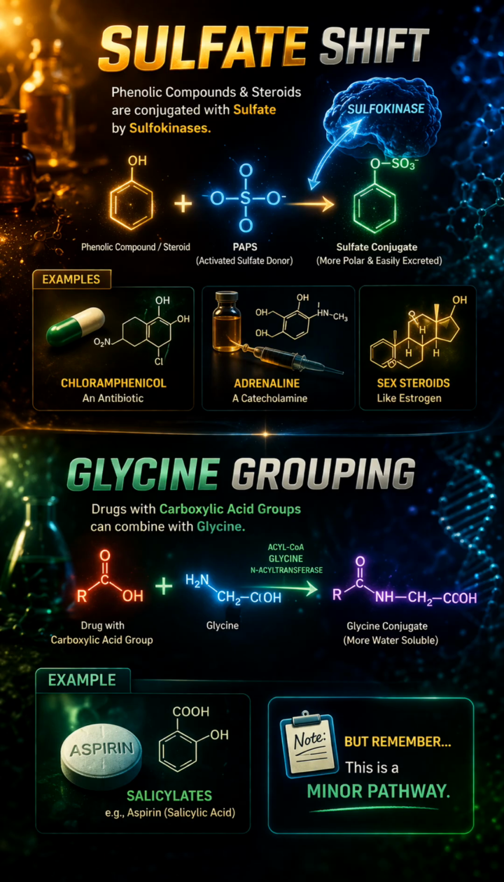Now comes the glycine grouping. The drugs with carboxylic acid groups can combine with glycine. For example, salicylates. Now there is a point to remember. This is a minor pathway.